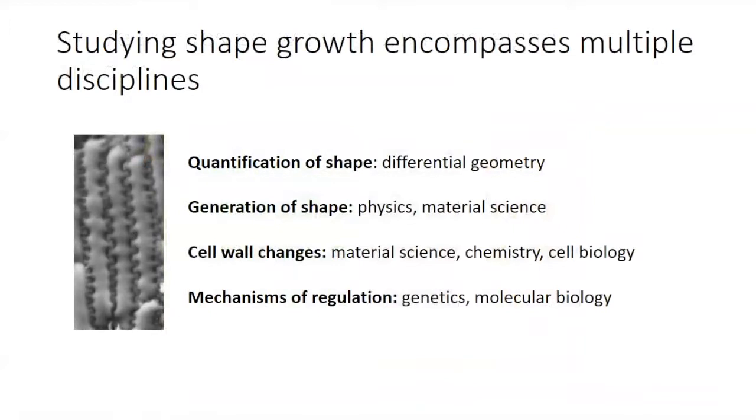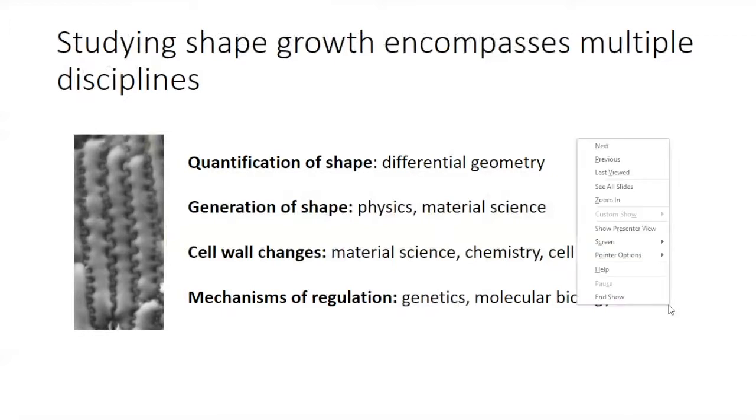Whether you're talking about a cell shape or the shape of a tissue or a whole organ, you need to do different things. So first of all, you need to be able to quantify shapes. So we do quite a bit of differential geometry to look at how shapes change in time and how you can quantitatively describe them. You're going to talk about how you actually think that change in shape comes about. And to do that, we look at some physical principles and also some material science. So the cell wall is a material. And then we're going to look at how the cell wall biochemistry relates to those material changes and how the cell biology underlies that change in the material. And finally, of course, I'm a developmental biologist at heart, so I'm really interested in how the signals from the genetic program get translated into this physical change in shape.